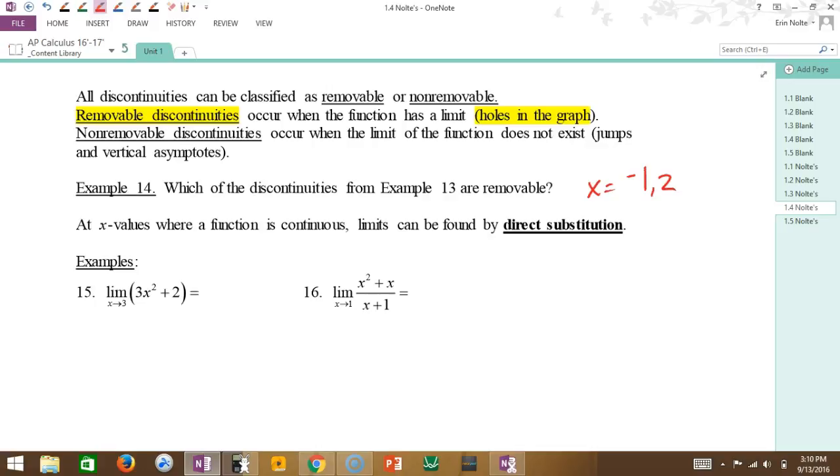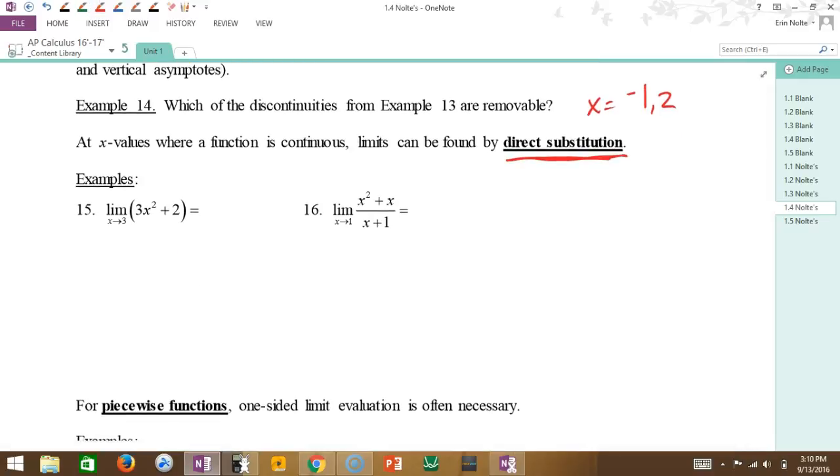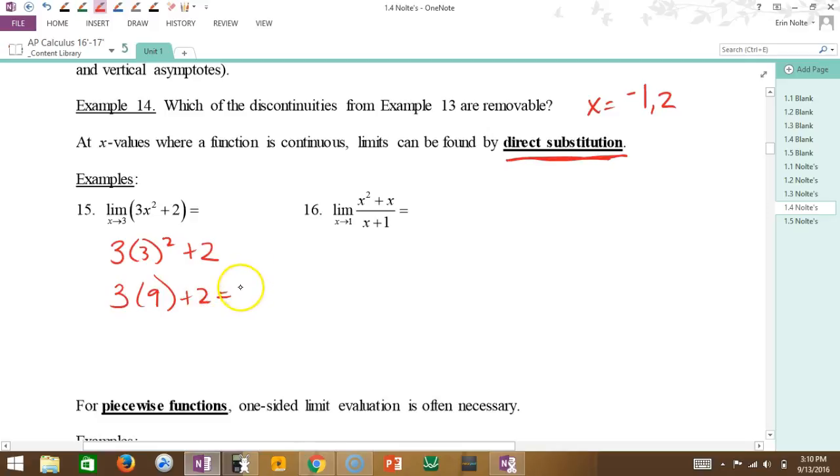All right, so now they jump into finding limits. The first method of finding limits is by using direct substitution. So guess what we're going to do for question number 15? Directly substitute the limit value into the function. What's my limit value I'm going to plug in? 3. All you do is plug 3 into the x and simplify. Would everybody agree that 3 times 9 plus 2 is 29? Yes.